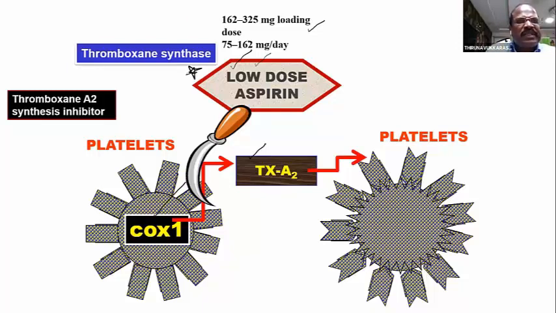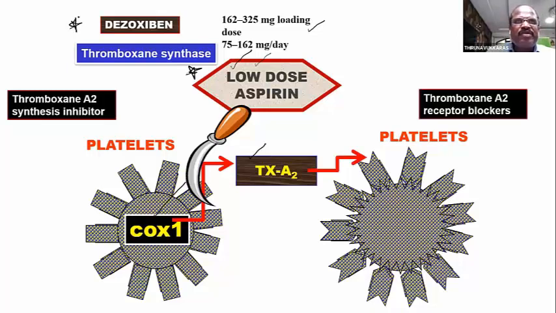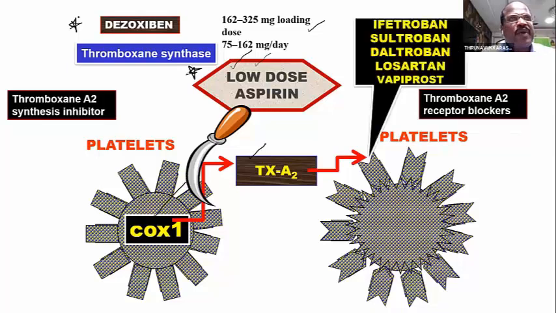Because thromboxane synthase blocker called desoxypen is one newer drug. Please note this point, desoxypen. And another interesting MCQ question, we got something called thromboxane A2 receptor blocker. For example, epitroban, celtroban, daltroban, and losartan. It is one old question.